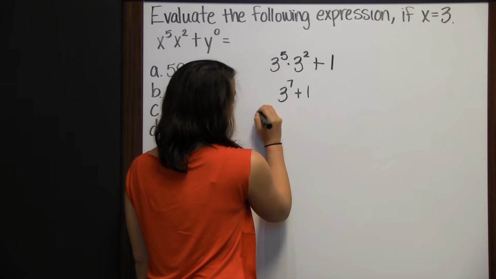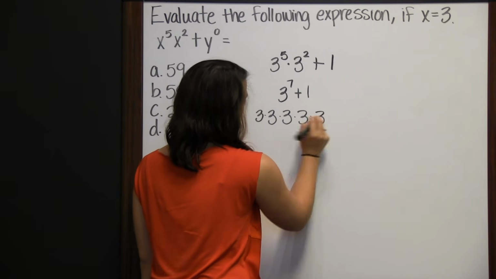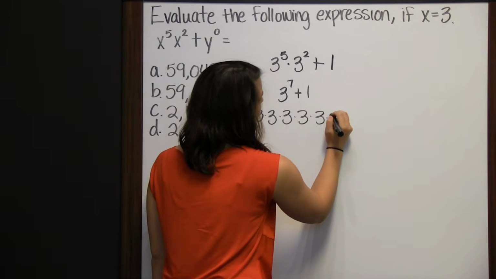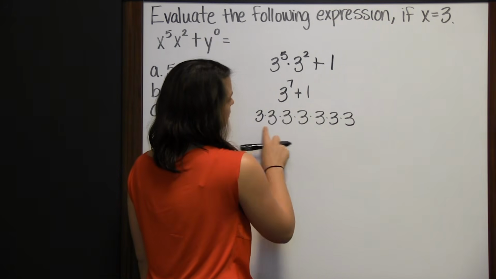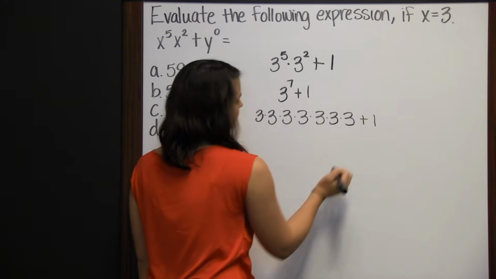And 3 to the 7th power is 3 times 3 times 3 times 3 times 3. 1, 2, 3, 4, 5 times 3 times 3. 3 to the 5th times 3 squared plus 1.